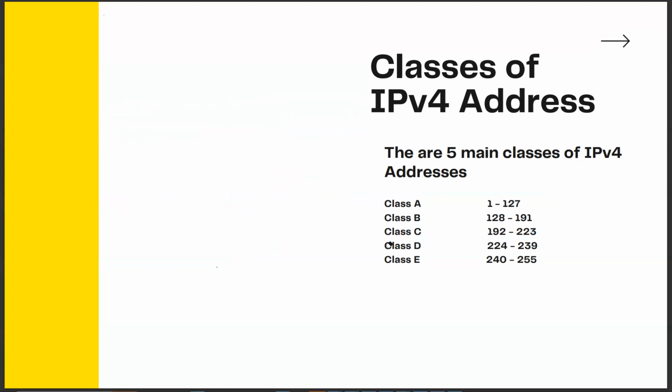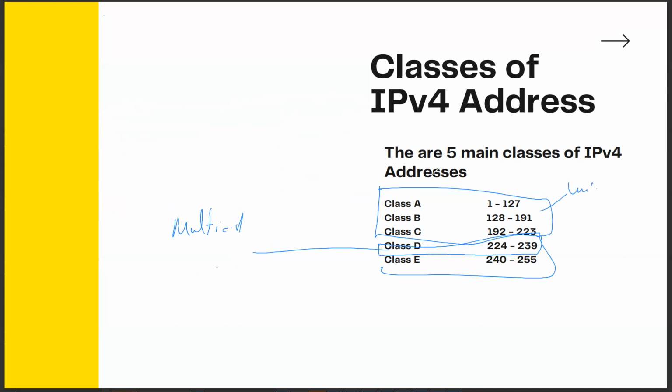But apart from these three classes, we also have the last two classes, which are class D and E. Let's just touch on class D. Class D is referred to as multicast group addresses. A to C, as we mentioned earlier, are unicast. If I pick any number, let's say 10.0.0.1, and I look at the first number and it falls within the class A range, then this is a class A address.